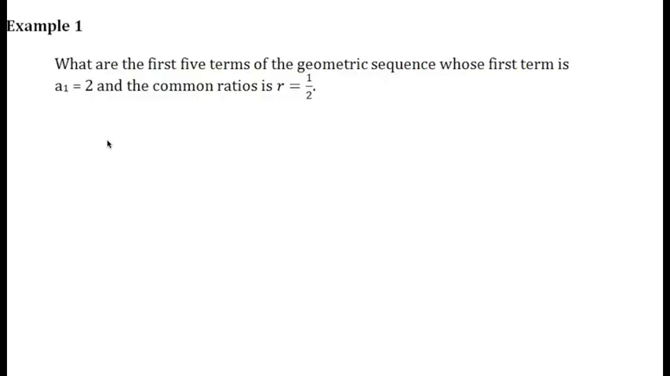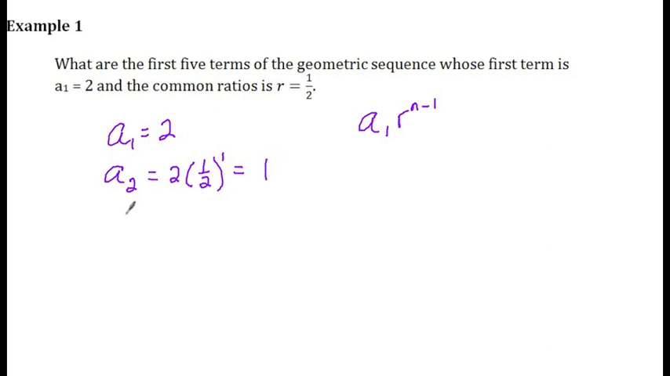It says, what are the first 5 terms of the geometric sequence whose first term is a sub 1? So we know the first term, a sub 1, is 2. And the common ratio is r equals 1/2. Okay, so plug it into that form of a sub 1 times r to the n minus 1. That's the form we're going to use. Take your first term, multiply that by r to the n minus 1. 2 minus 1 is 1. So 2 times 1/2, of course, is just 1. The third term, take the first term, multiply by 1/2.